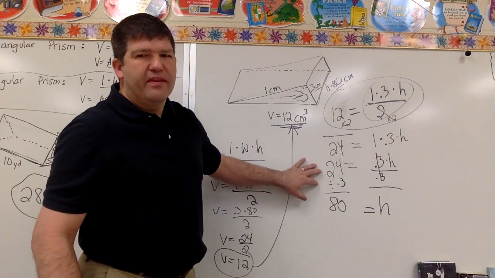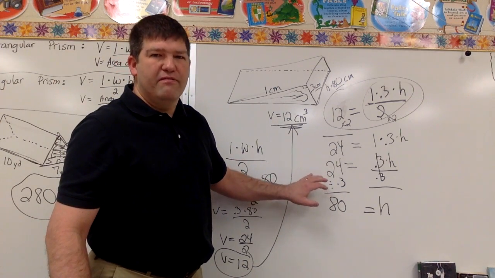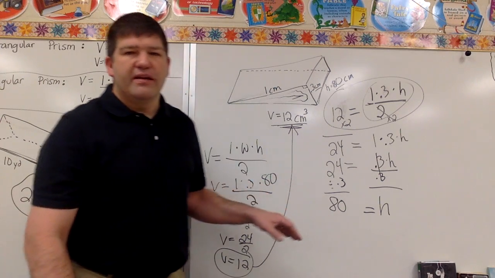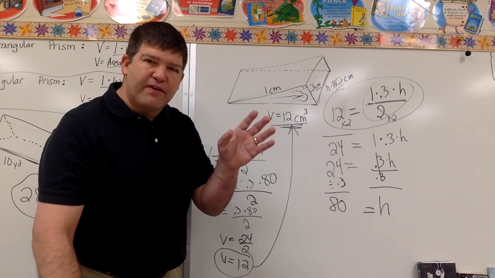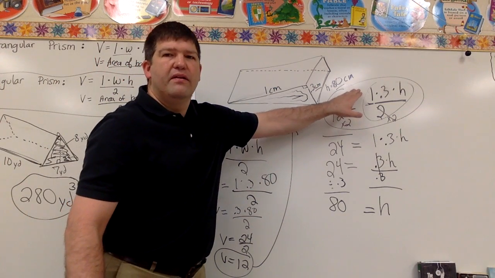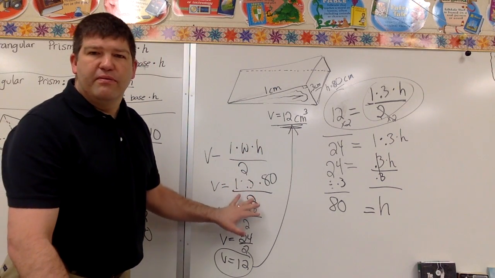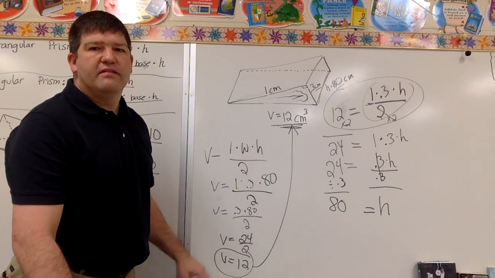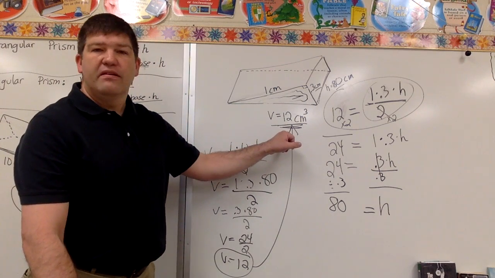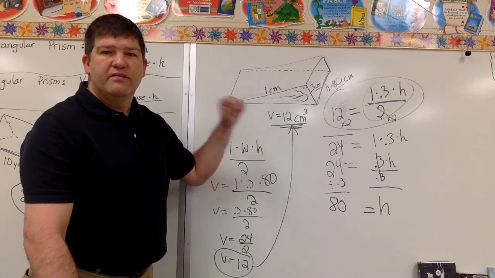But I did it on my calculator. I did the correct function. It was divided by, and I got 80. And because it didn't make sense at first, I wanted to make sure I plugged it in. I put it up here as my height, and then I came over here, put them all into the formula, and then I solved, and I got this volume of 12, which is the volume it gave me to begin with. Okay? So I double checked.